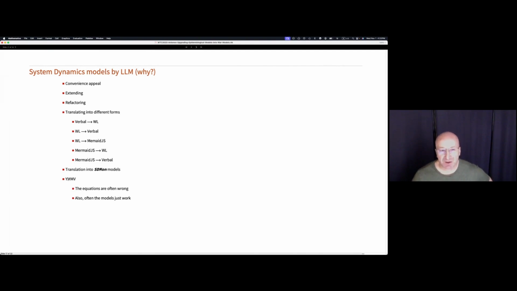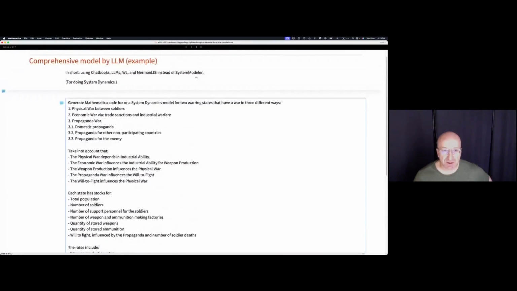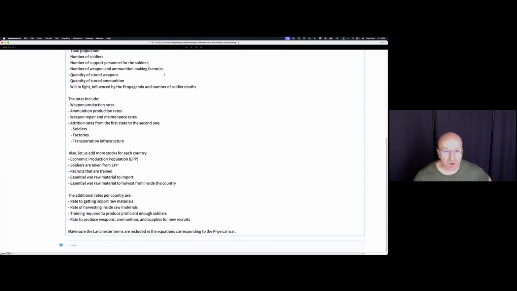Your mileage might vary, but I would like to point out that most of the time the equations are wrong, say like 60% of the time. But often enough they're also right, and they give you a good start. So this here is a description of such a comprehensive model. If I evaluate this, we should be getting something.